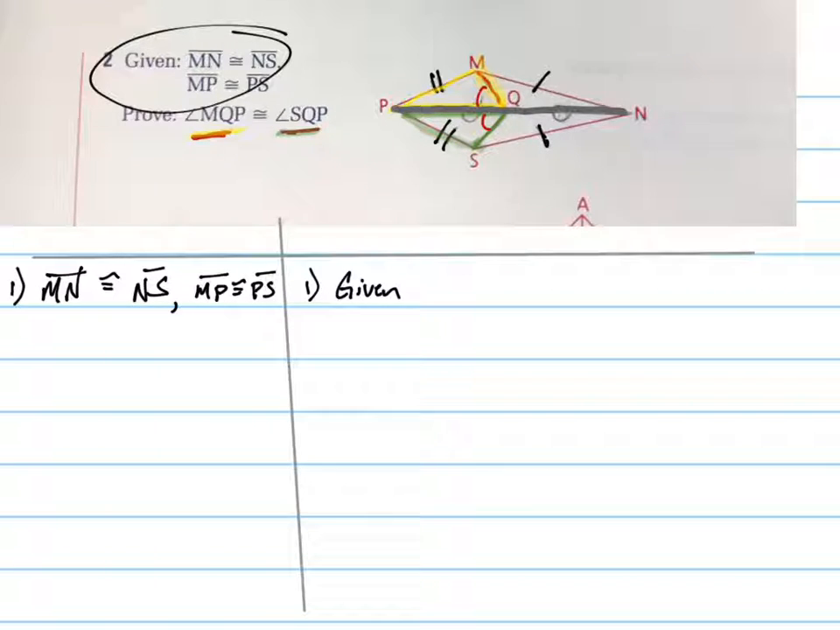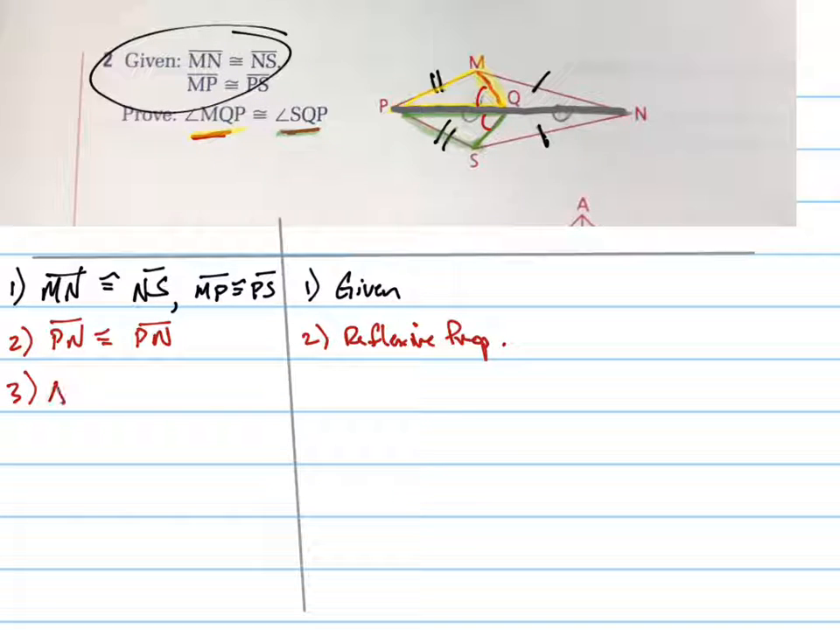So let's first start with number 2. Let's say that PN is equal to PN, and that is by the reflexive property. Yeah, that's right. I'm pretty sure. And then we can say 3, that triangle MPN is congruent to triangle SPN, and that's by side, side, side. So the top part of this.